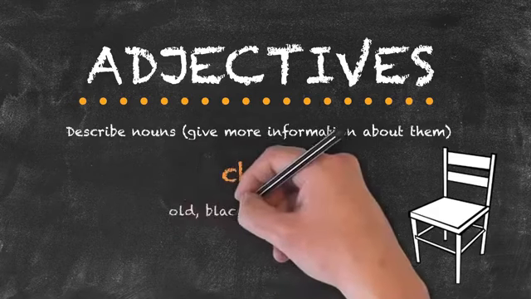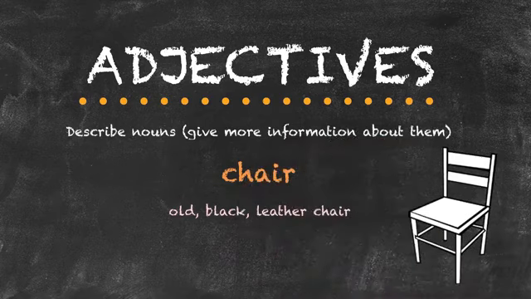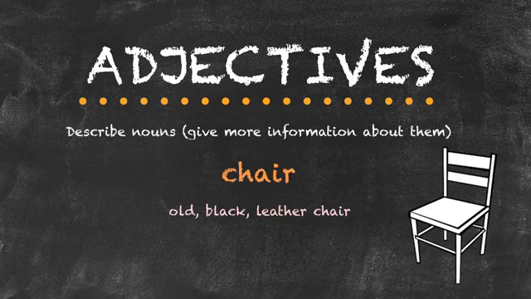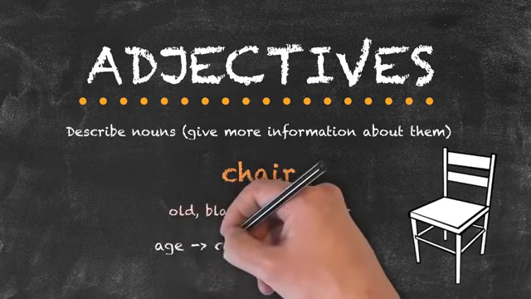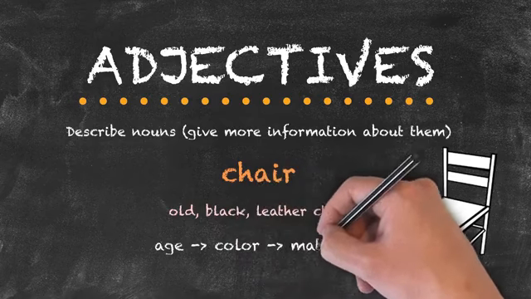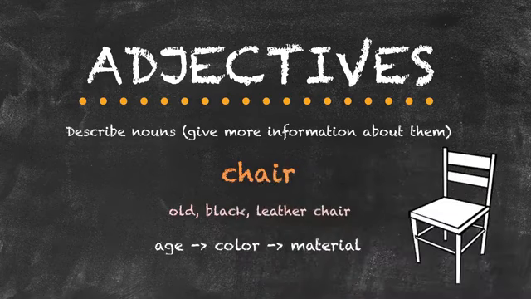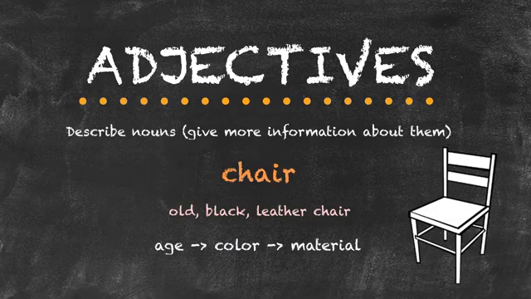So, I could say I have an old black leather chair. Here, we have to be concerned about the adjective order. In this instance, I started with age, as age typically goes before color. And then I used a color to go before the material. This is a certain pattern. Depending on the adjectives you want to use, you always have to use certain patterns, which you'll need to be aware of when teaching your class.